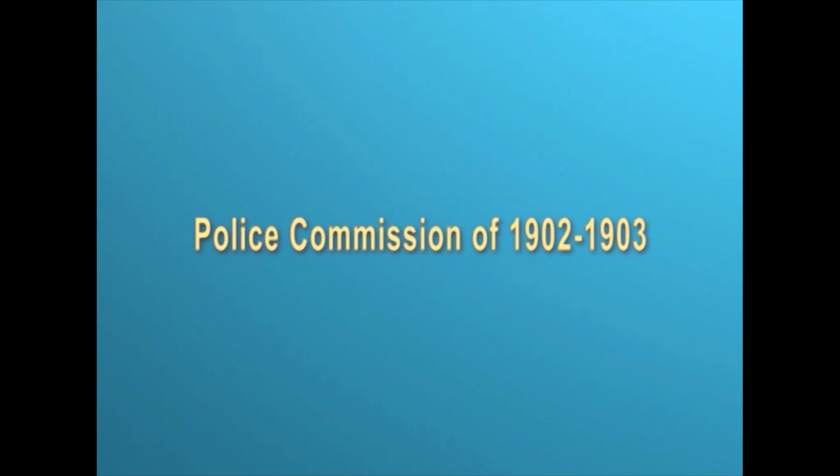Police Commission of 1902 to 1903. The appointment of the Second Police Commission was another significant step taken by the British for developing the police system of India. The main recommendations of the commission were generally adopted. The police system was modified and improved on the basis of the recommendations of the Police Commission of 1902-3. It continued when the British left India on 15th August 1947, when India gained independence.